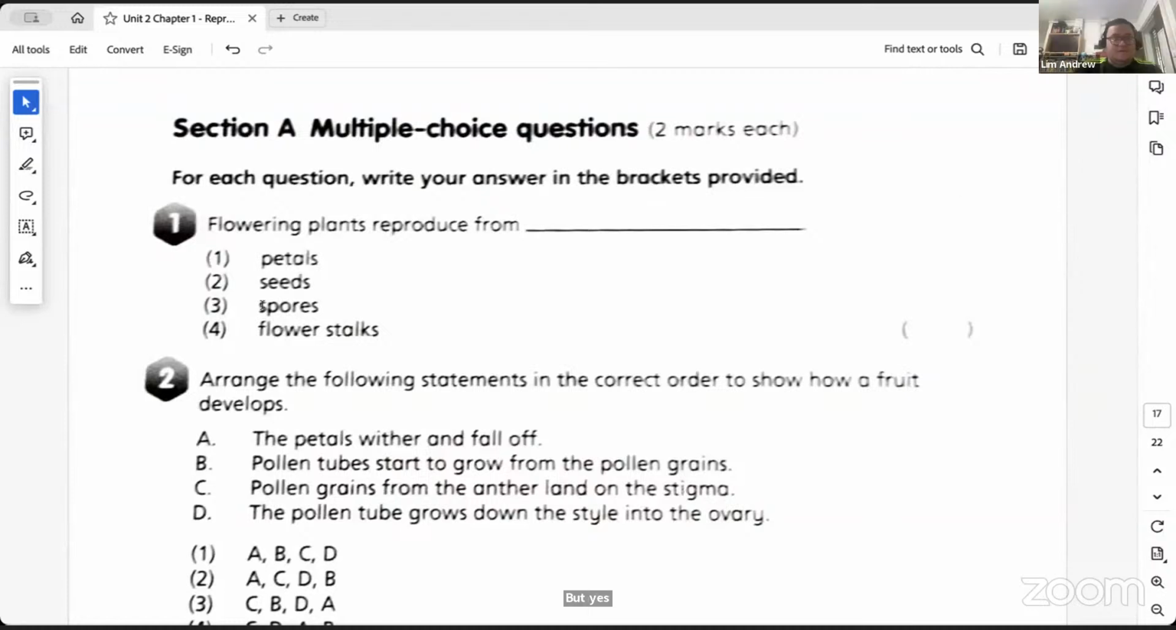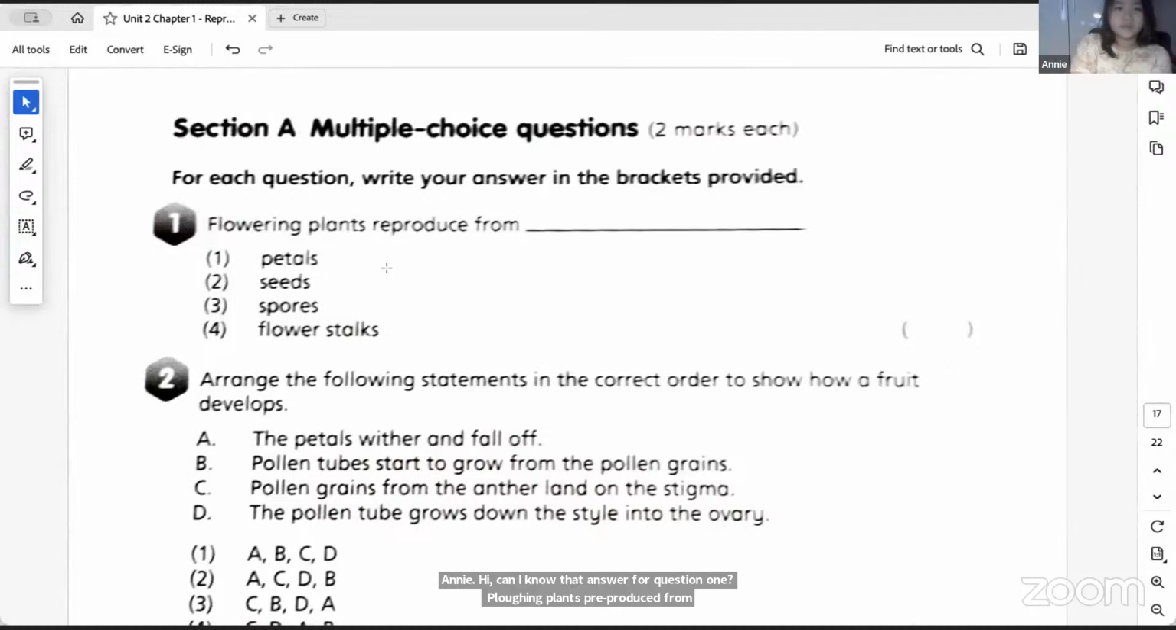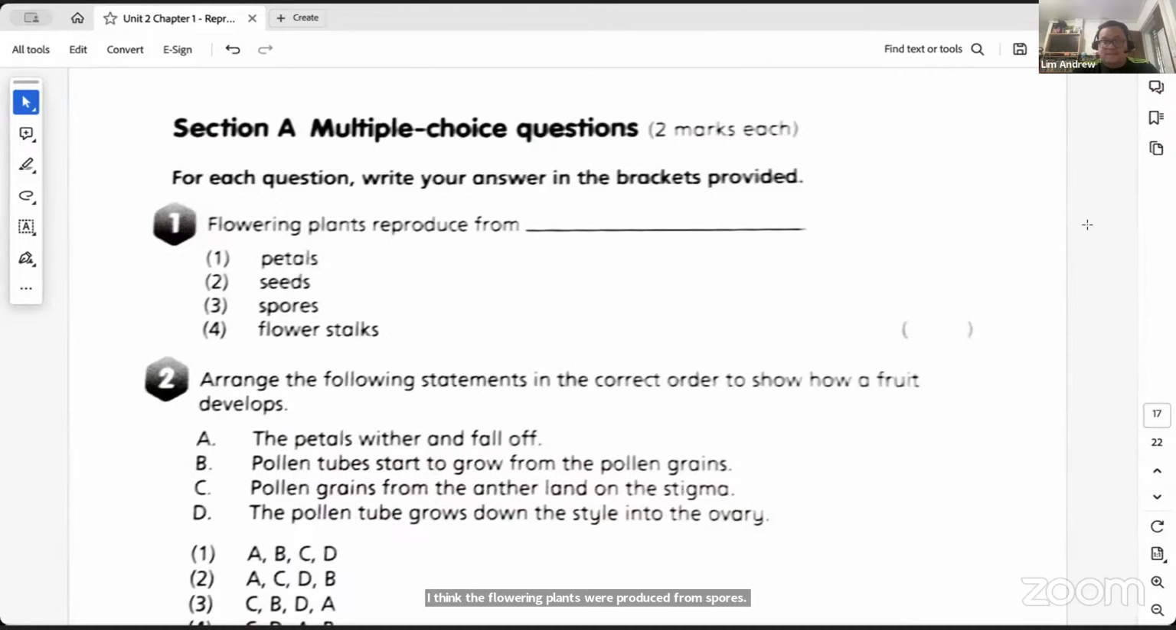Hi. Can I know the answer for question 1? Flowering plants reproduce from? I think that flowering plants reproduce from spores. Okay. Well, the answer is wrong. Thank you, Annie, for your help. Flowering plants don't reproduce from spores. Only non-flowering plants reproduce from spores. Flowering plants reproduce from seeds, while most non-flowering plants reproduce from spores. The petals and the flower stalks are not part of the plant's reproductive system. Therefore, the answer is number 2, seeds.